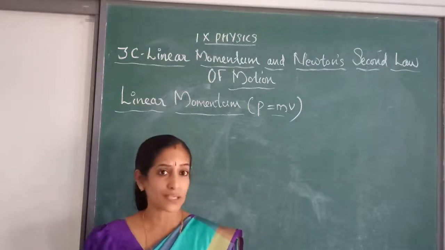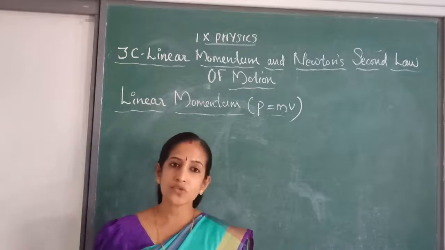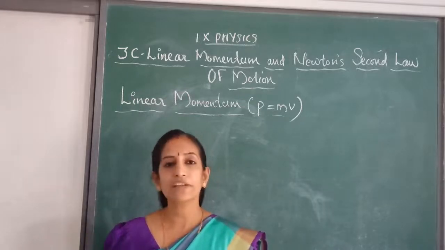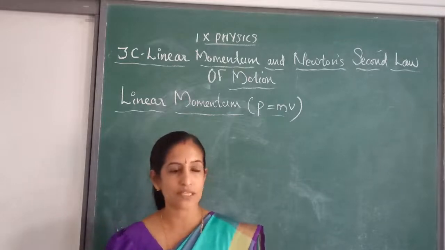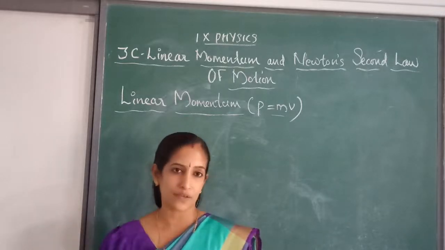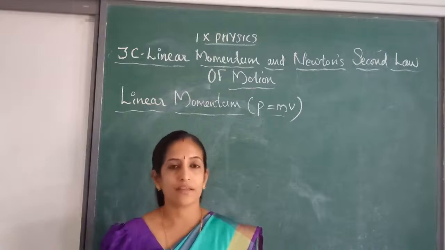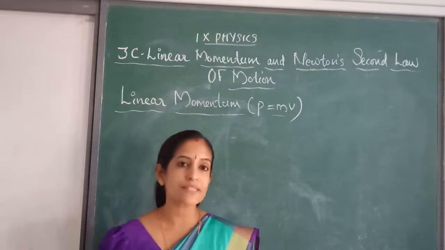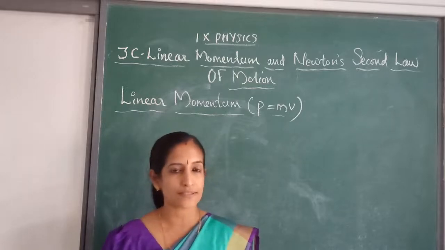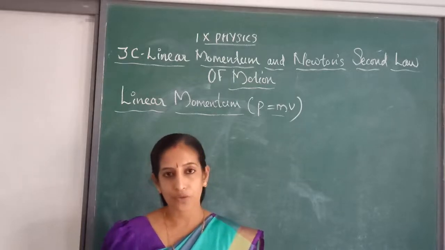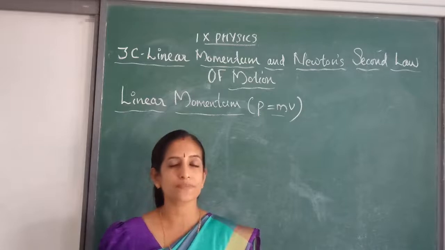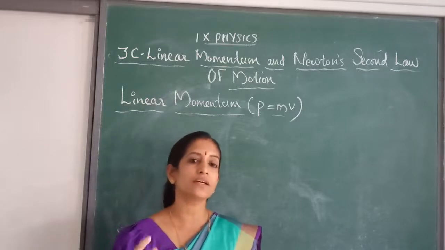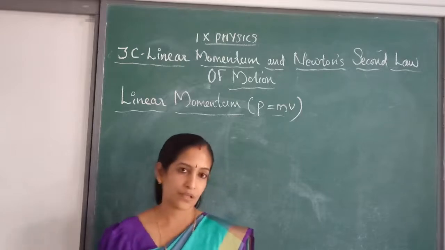And the next one is, suppose two balls of the same mass are moving with different velocities. One is faster than the other one. Then to stop the balls, where do you have to apply more force? You have to apply more force on the ball which is moving with more velocity.